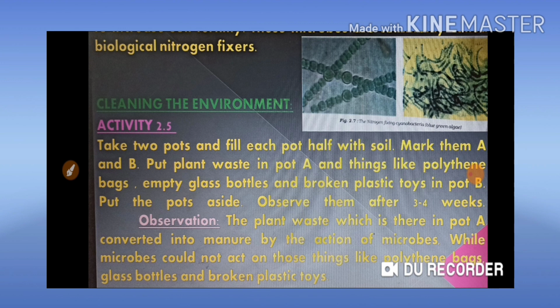If the environment isn't cleaned by these microorganisms, then what happens? You will get many diseases from that. Got my point? That's why it is very important. I am underlining that again and again: cleaning the environment is very, very important.